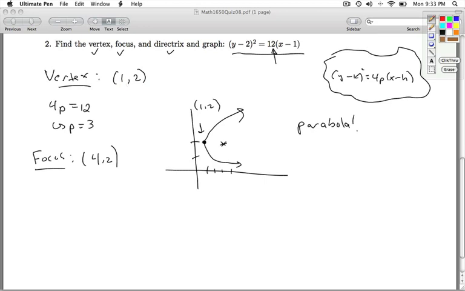And what about the directrix? I'm going to move 3 units to the left. It's going to be a vertical line. And what's the name of that vertical line? Well, all vertical lines have the formula x equals something. If I'm starting at 1 and moving to the left 3, I'm going to subtract 3 from the x coordinate. So doing that gives me x equals negative 2 for the directrix. And so that'll do it then for quiz 8.